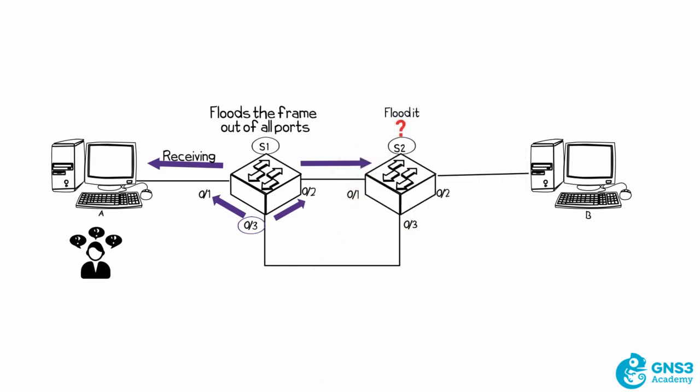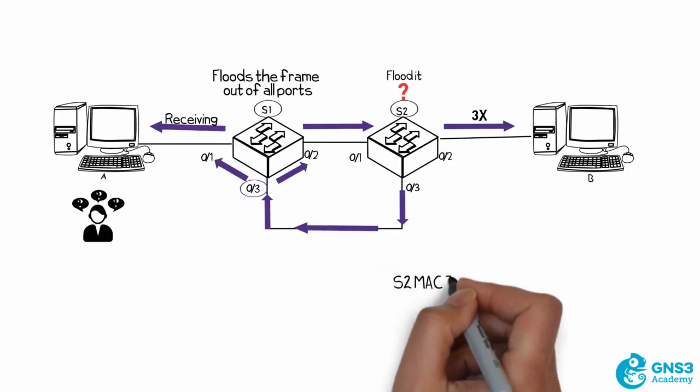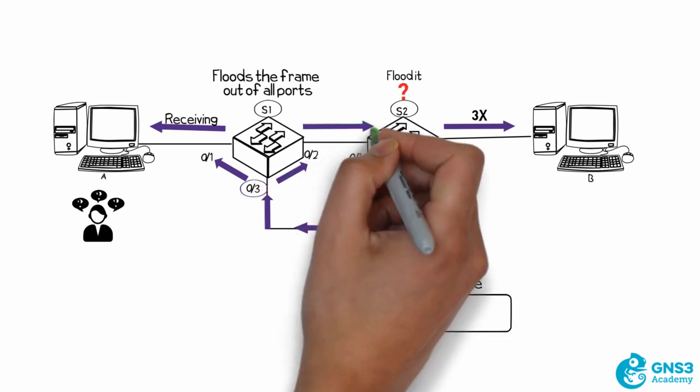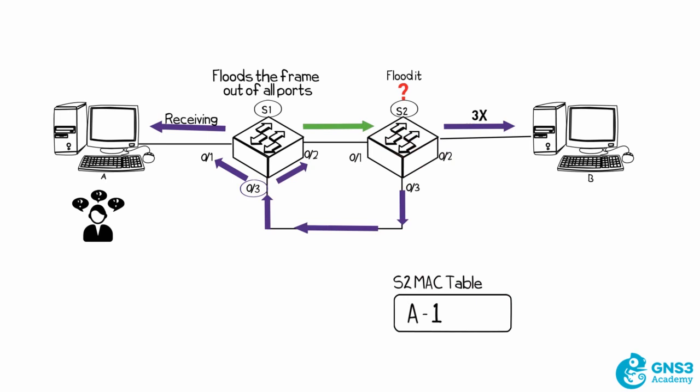And what is switch 2 going to do with the frame? It's going to flood it. So it's going to send a copy to host B. Host B has now received the same frame 3 times, but it'll also send the frame back to switch 1, as well as updating its MAC address table to now state that A is on port 1. So originally, when it received the first frame, it thought that A was on port 1. Then when it received the frame on port 3, it thought that A was on port 3, and now it thinks that A is on port 1.